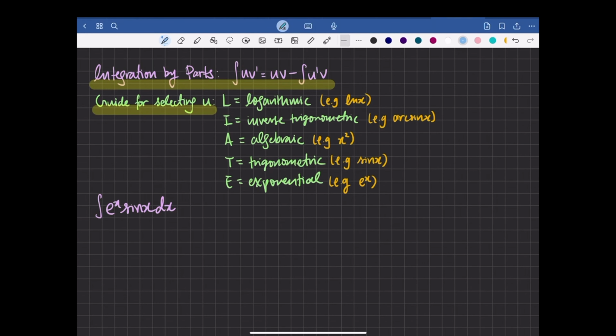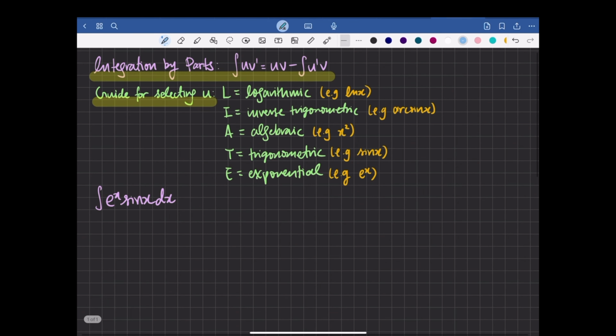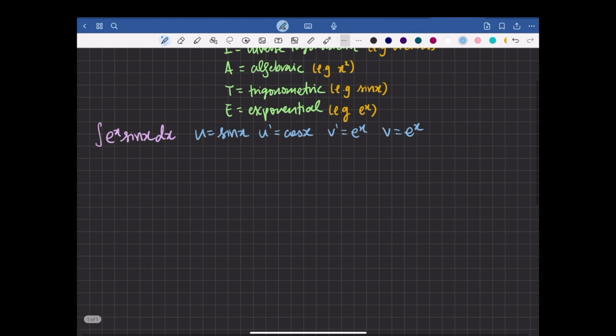You can also use integration by parts for more difficult integrals, such as the integral of e to the x times sine x dx. And I'll show you how to do it. So, for this integral, we'll have u be equal to sine x, u dash can be equal to cos x, v dash will be e to the x, and v will also be e to the x.